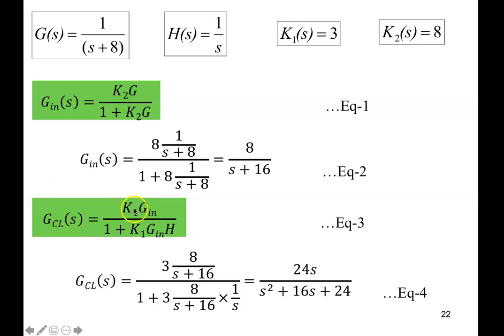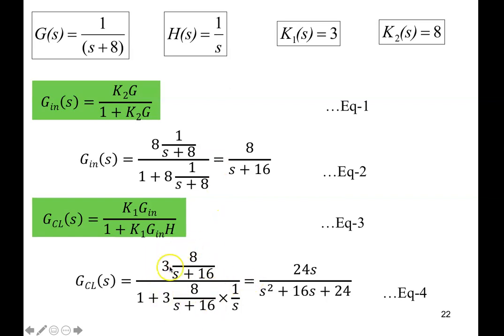So K1 is 3, GIN is 8 over S plus 16. In the denominator, 1 plus K1 is 3, GIN is 8 over S plus 16, then times H. H is 1 over S. It represents an integrator.